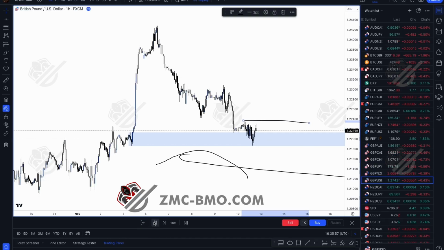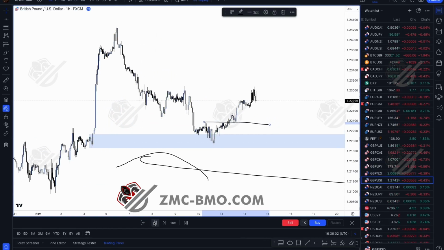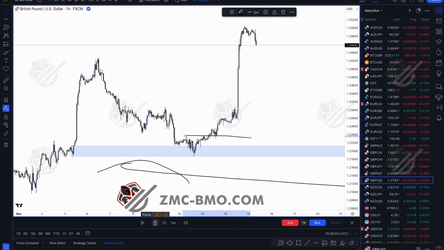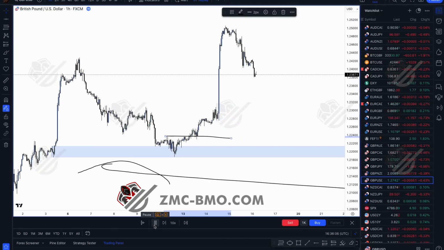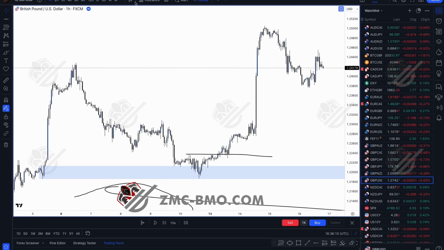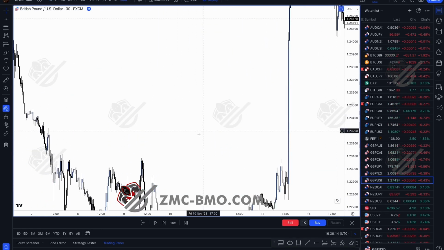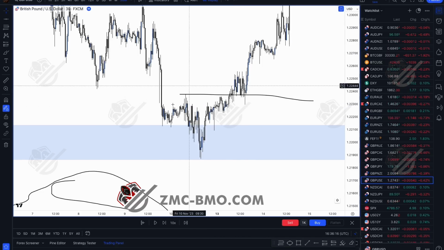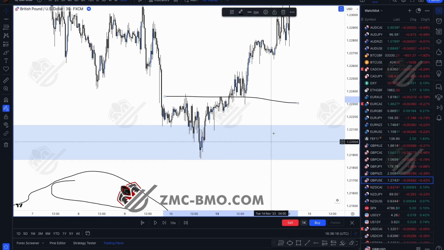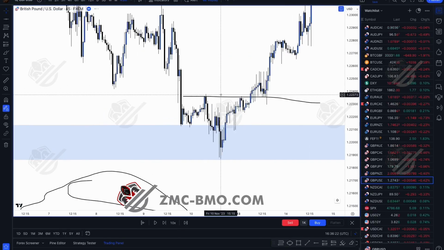Did we see any breaks of structure? Bang, we did. Actually, in this example here, we didn't see a larger pullback. Now, you could have got in on these little moves down here, but then again, it's up to how you like to trade it. If you feel like you could have got in, fine.